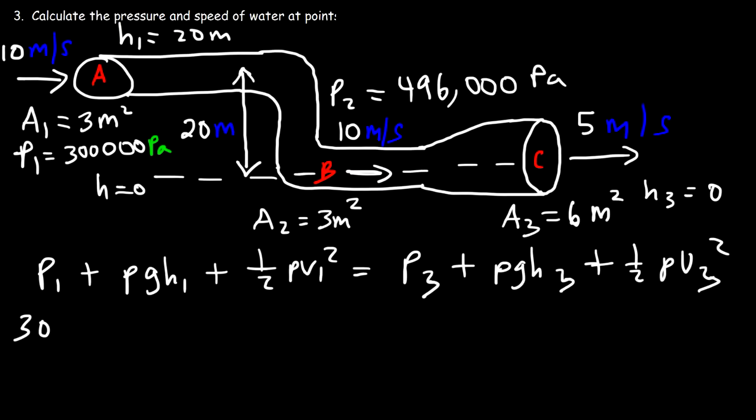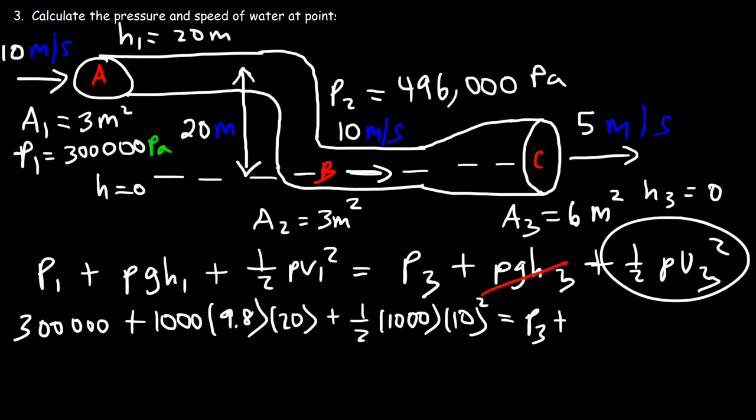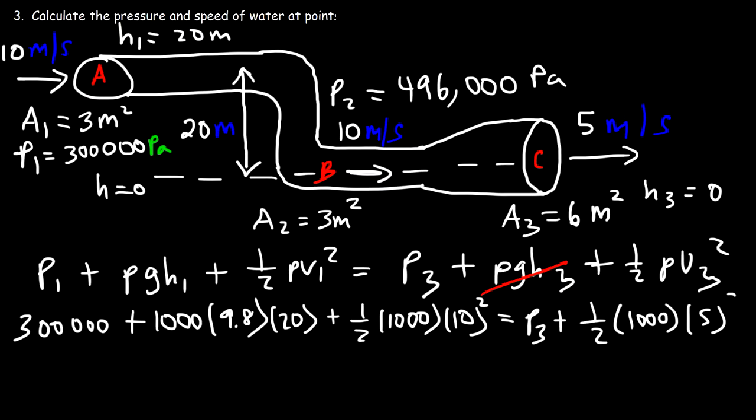So P1 is 300,000 pascals, and the density of water is still 1,000, G is 9.8, and at point A, it's 20 meters above the reference level. And then it's going to be 1/2 times the density times the speed at point A, which is 10 meters per second. Now we're looking for P3, the pressure at point C. And then we have rho G H3, so that's 1,000 times 9.8. Well, actually, that's going to be 0. H3 is 0, so we don't need that term. So I guess we didn't need all 6 terms of Bernoulli's equation, just 5. We do need this term though because the speed changes at point C. So it's 1/2 times the density times the new speed, which is 5 meters per second.